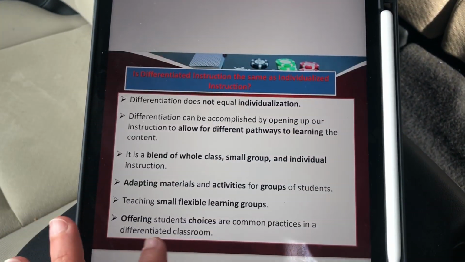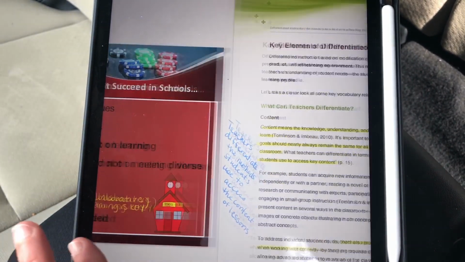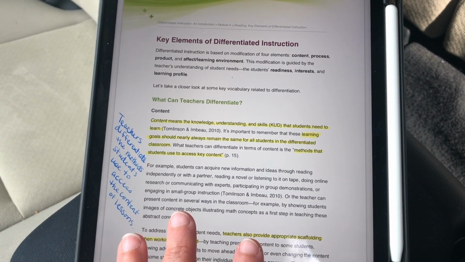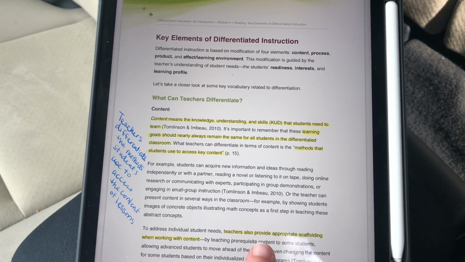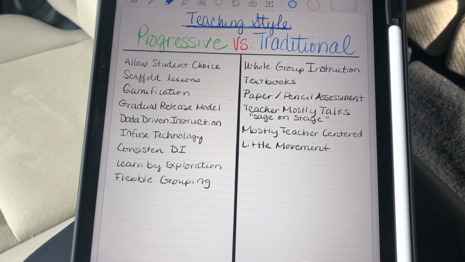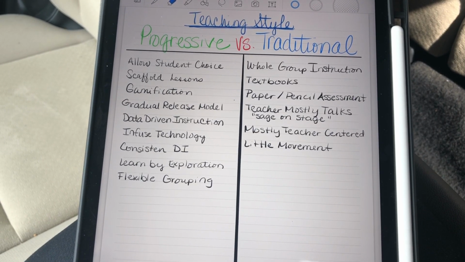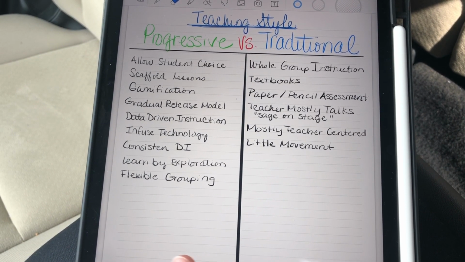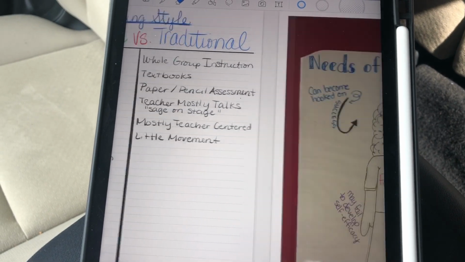Then we kept going. I'm just going to keep scrolling through. We read an article about the key elements of differentiated instruction. And we talked about progressive versus traditional teaching. So that was really interesting. We got Post-its and we added it to the posters that corresponded to both.